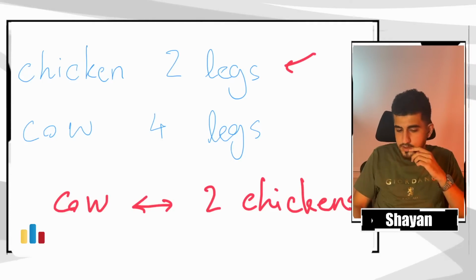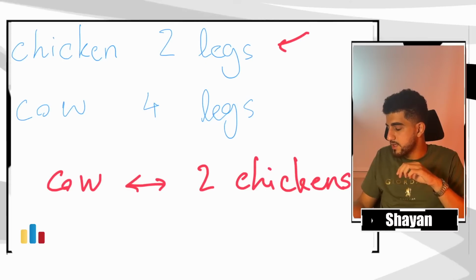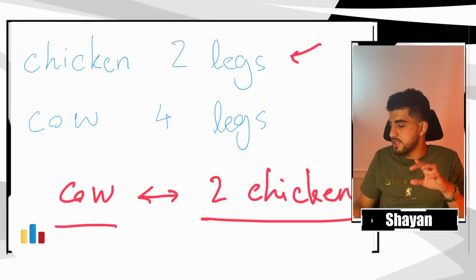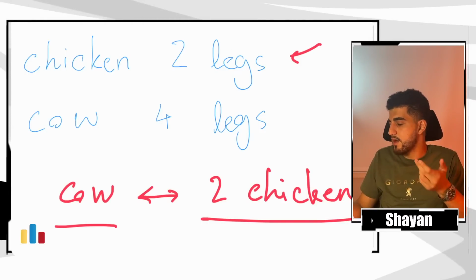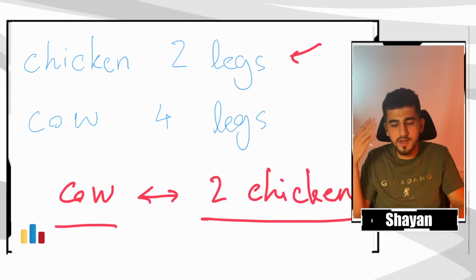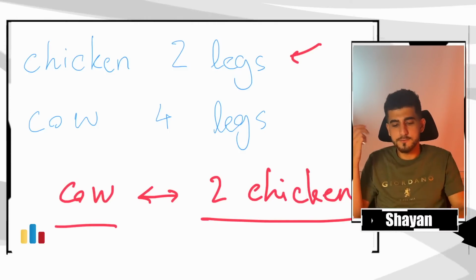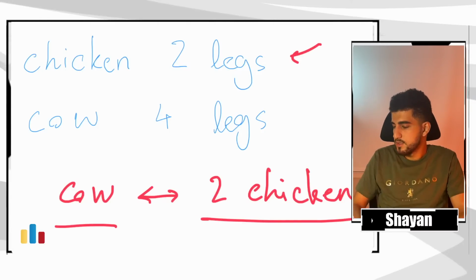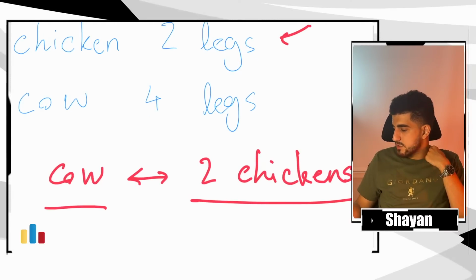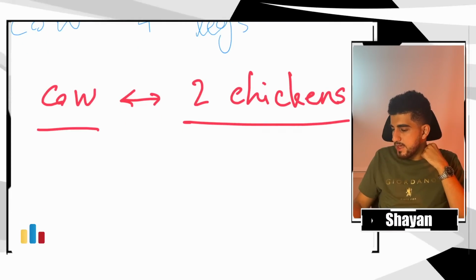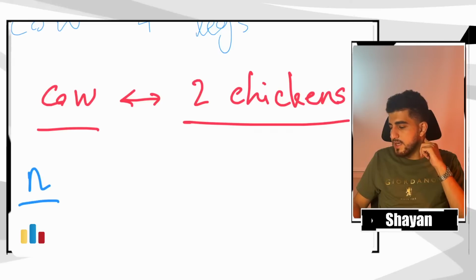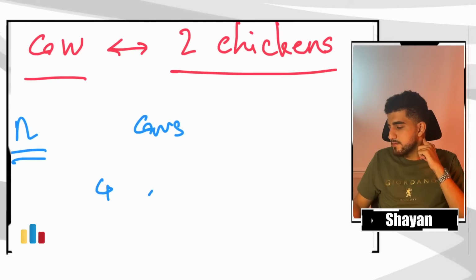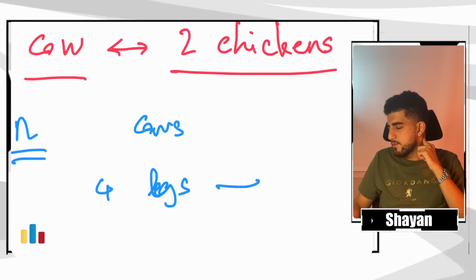So sorry, we want minimum. So instead of each 2 chickens, we can have 1 cow because the answer wants the minimum. So it's the best to use as many cows as possible, right? So what we can say is that if we have seen n legs, we try to have as many cows as possible. Each 4 legs will be 1 animal.